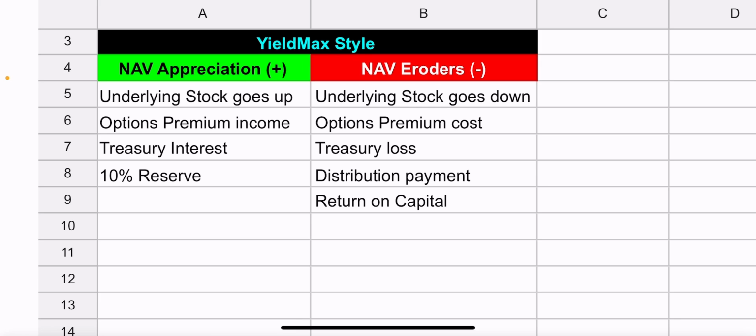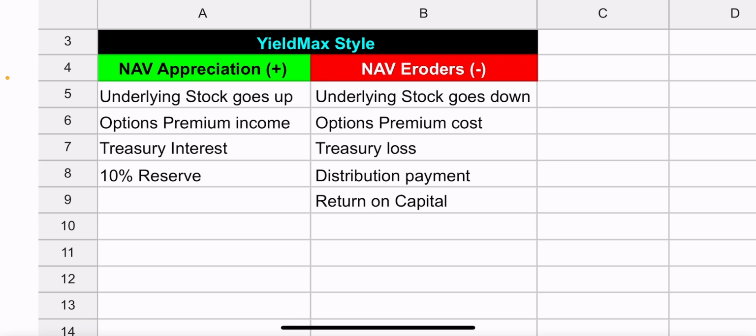Another NAV eroder is treasury loss. What I mean by treasury loss, how could you lose money on treasuries? Well, if they had to sell treasuries before the expiration of the treasury and the treasury is actually not worth as much as it was, they could essentially be selling it for a loss. That may be very minimal in the scheme of things, but it's a factor. Again, I believe it is. What do I know? I'm just explaining what I think.